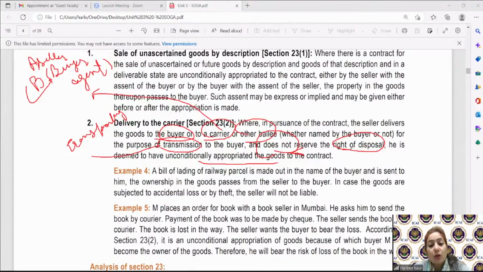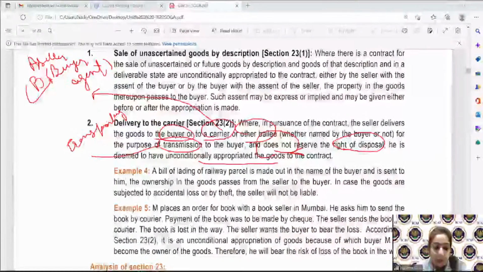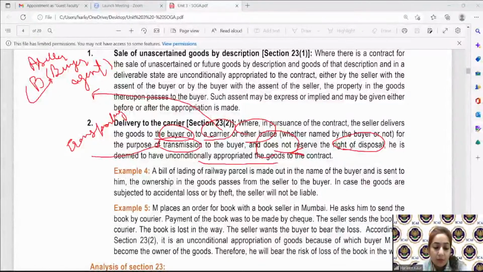Now, if the goods get lost or damaged, who will bear the loss? Children, tell me. Sunil Sharma, prima facie, we are yet to do Section 25, so I'll teach you there. Yes, I'm not getting your answers. Who will bear the loss? Yes, children. In case of Section 23, subsection 2, once the seller has given the goods to the carrier for transmitting to the buyer and the goods get lost or damaged, who will bear the loss?